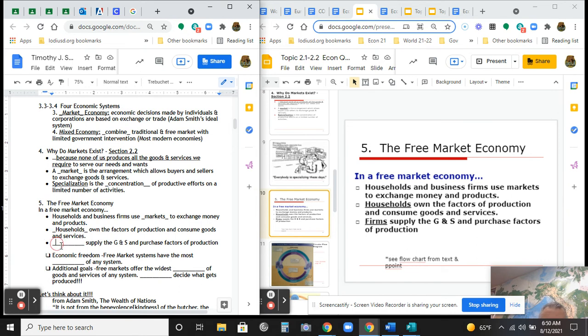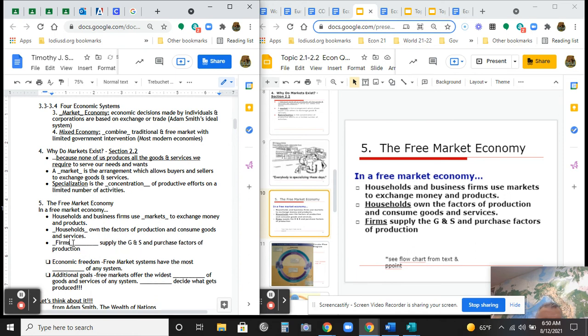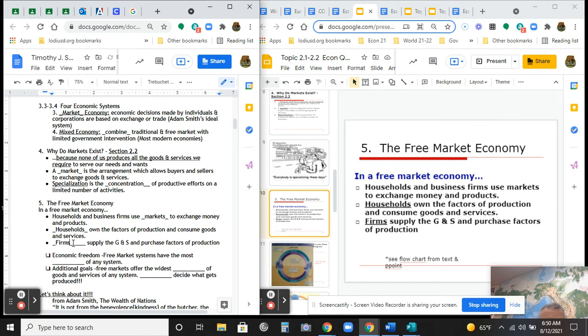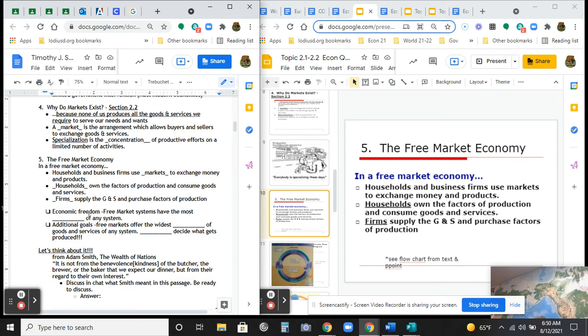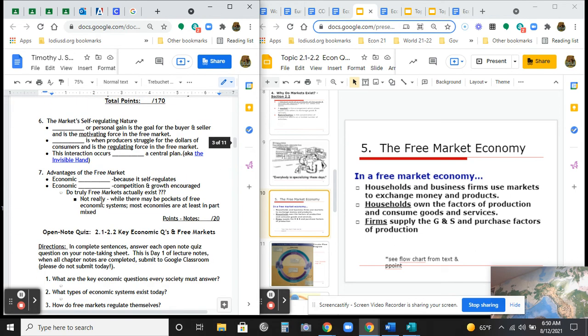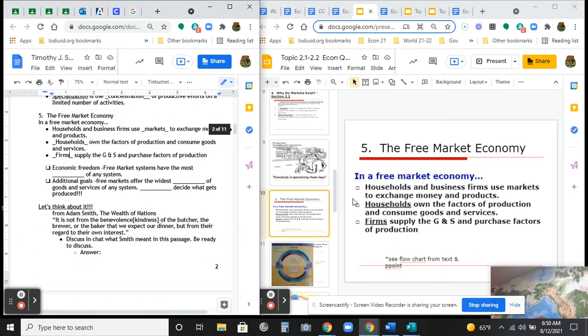When you're talking firms, you're talking about the businesses who supply the goods and services. And here's the thing: the people from those households will be working in the firms, so they are interrelated. They're going to supply the goods and services and purchase factors of production. When you see the GNS here, that's the factors of production they're referring to. All right, we're going to look at a couple of charts right now. Let's take a look at them.